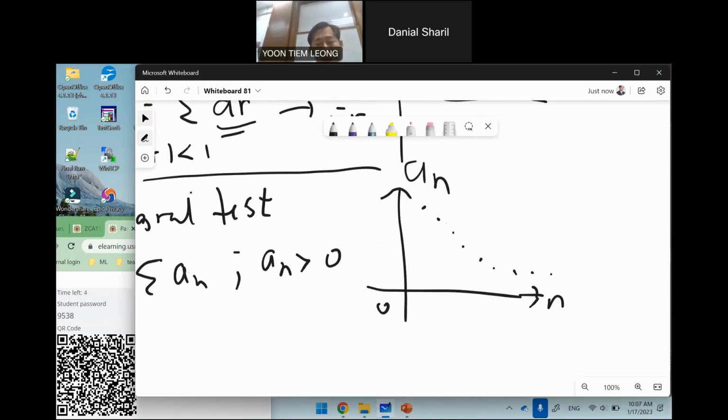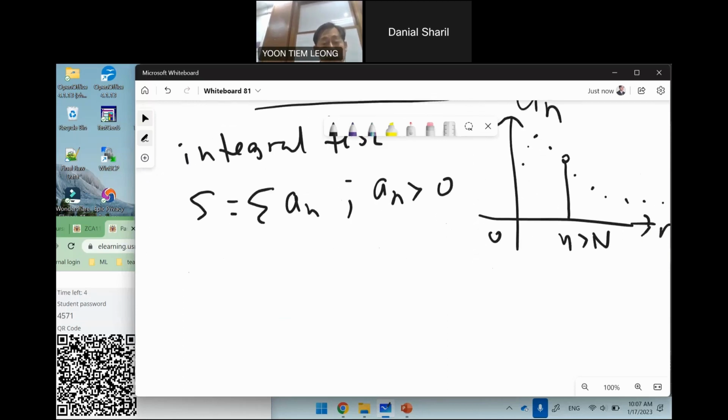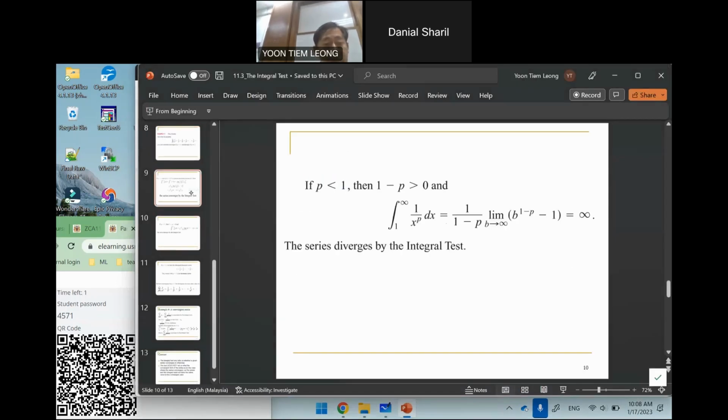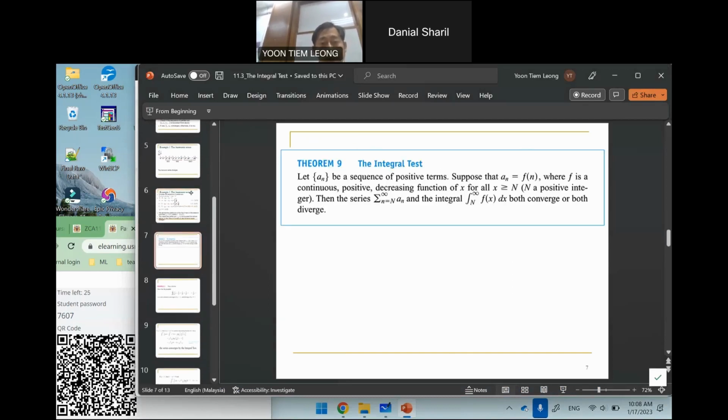To be more specific, the sequence that forms the series has to be such that whenever n is larger than a certain number, the terms a_n in the series become smaller and smaller. Not all sequences are like that, but if you have such a sequence, then it is quite easy to check the convergence of the series. What the theorem says is that if you have a sequence like what I described, you can use Theorem 9, the integral test.